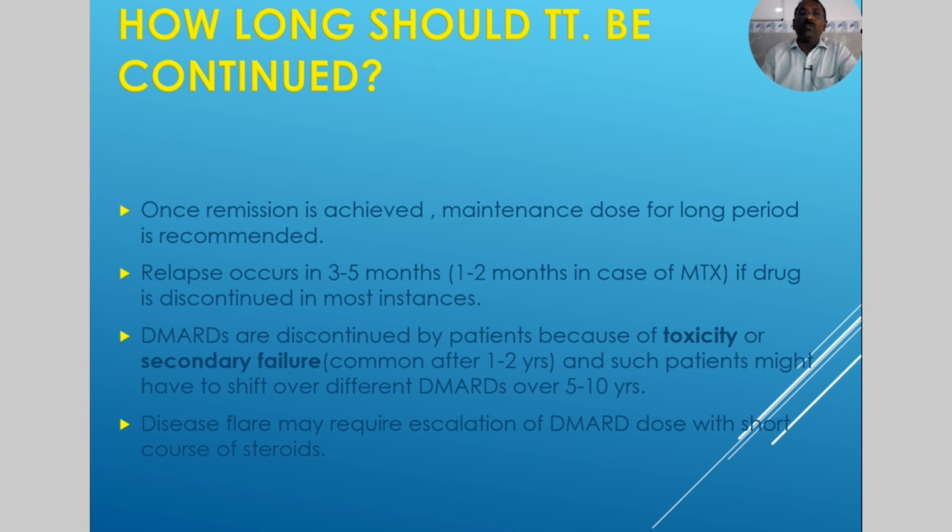How long should it be continued? Once remission is achieved, a maintenance dose for a long period is recommended, like your chronic disease, lifelong, but at very minimal dosages. Relapse occurs in 3 to 5 months, 1 to 2 months in case of methotrexate, if the drug is discontinued in most instances. A lot of people themselves stop taking the drugs once they are in remission. So after 6 months or 1 year, again they come back to me after 1 year or 2 years.